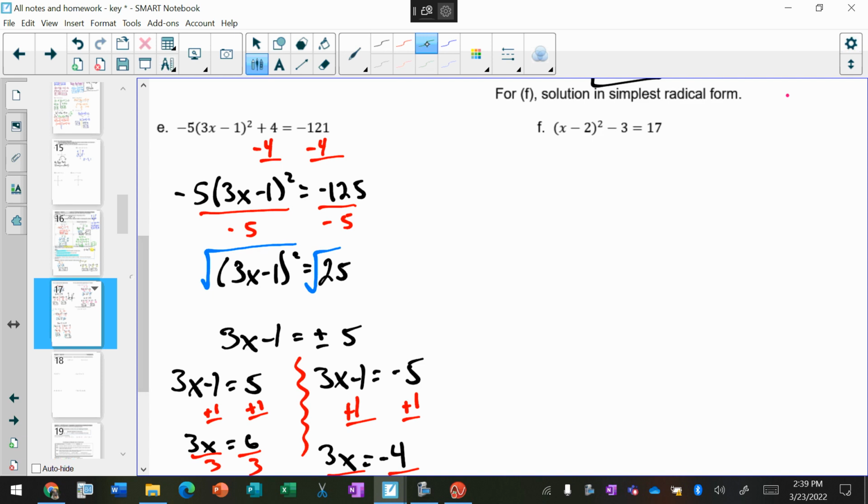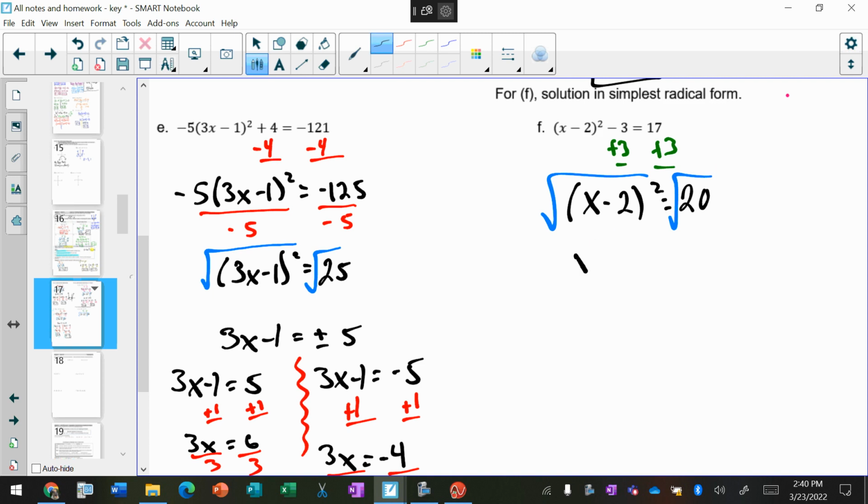Okay, so let's try F. Let's see what happens with this. Add 3 to both sides. Hopefully you're getting the hang of this. 20 is not going to be a perfect square like our other examples. So when we go to take the square root of both sides, we are now going to have to use those simplifying radical skills that you've been practicing on your weekly.